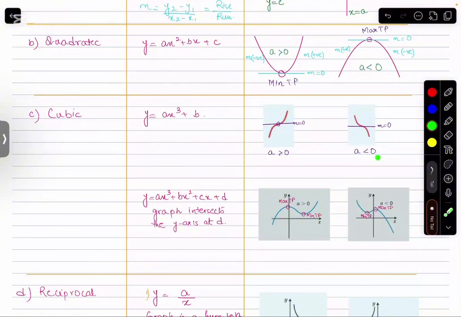अगर a less than 0 है, तो इसी का shape opposite है, it just slopes down. It slopes down here. And again, at this point, I can have a tangent, which is a straight horizontal line, and the gradient in this case becomes a 0. The other form of cubic equation is y is equals to ax cubed plus bx squared plus cx plus d.